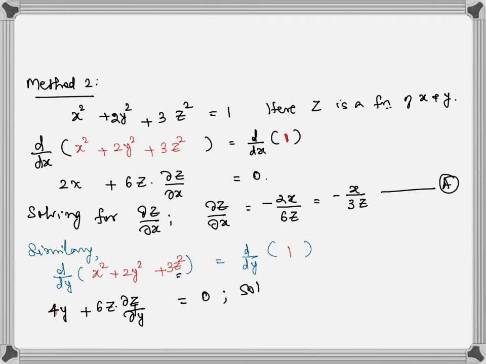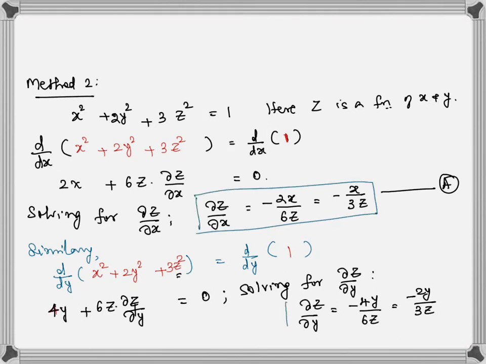Solving for the partial derivative of z with respect to y, which I call ∂z/∂y, we get the partial derivative of z with respect to y equal to negative 4y over 6z. When reducing, you get negative 2y over 3z, which exactly agrees with our method 1 values. Hope this video helps.